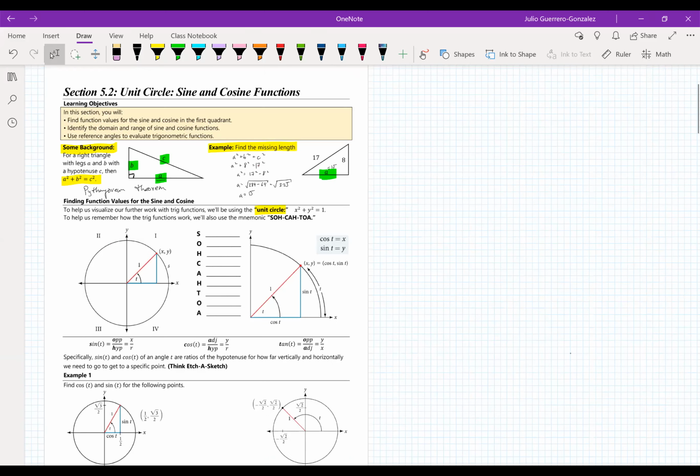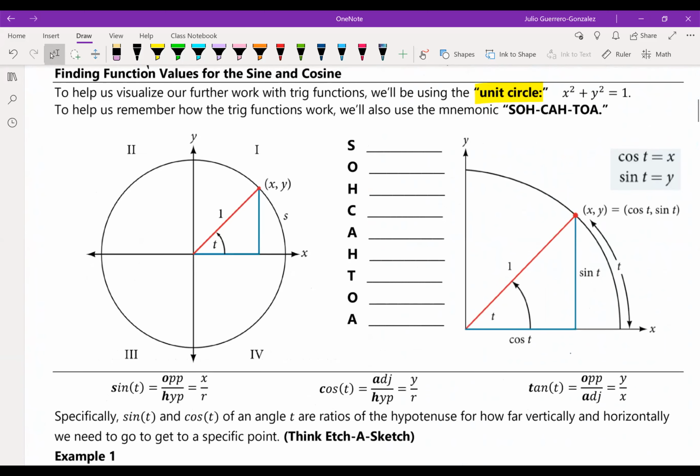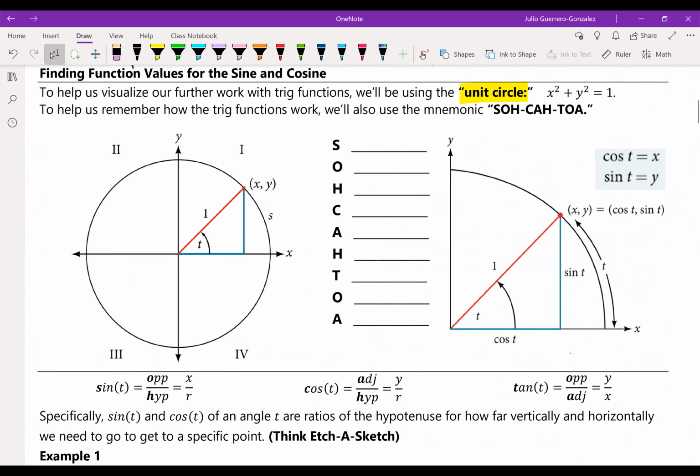So back to here. The first thing I want to do, I'm pretty sure a lot of you guys have heard of this thing, SOHCAHTOA. Okay. And that tells you the definition for sine, cosine, and tangent, which are the three big ones for now. But let me get into what a unit circle is.